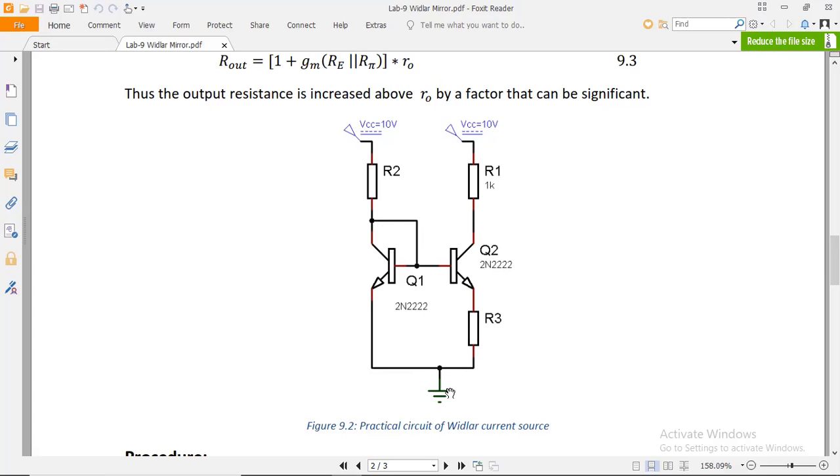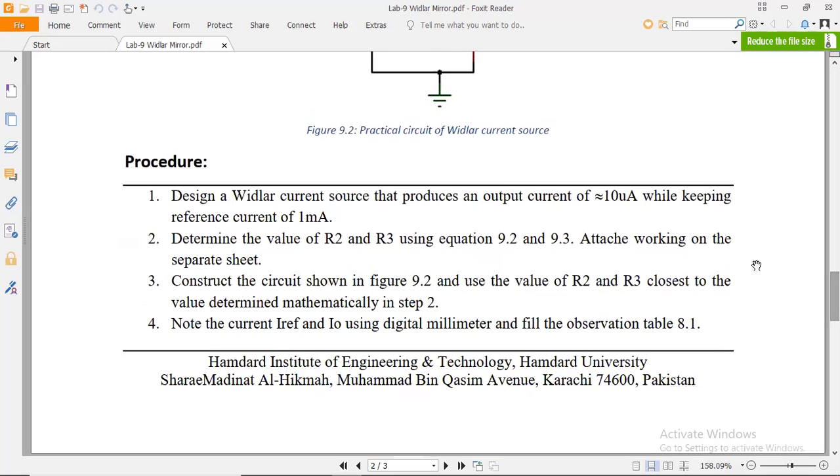This is the procedure to design a Widlar current source that produces an output current of approximately 10 microamperes. This is the output current that we get from the Widlar current source output circuit, while keeping the reference current at 1 milliampere. The input reference current would be 1 milliampere, and the output current would be 10 microamperes.